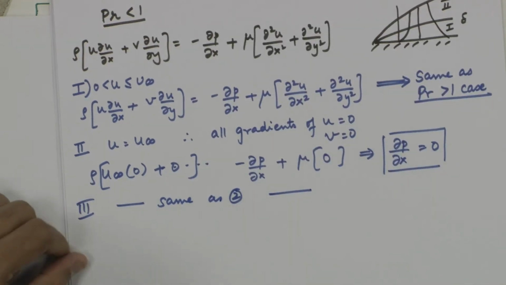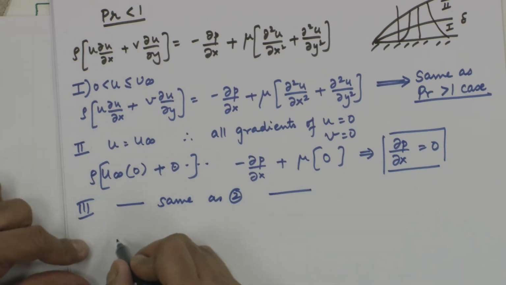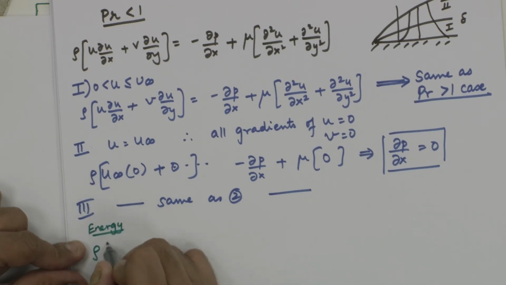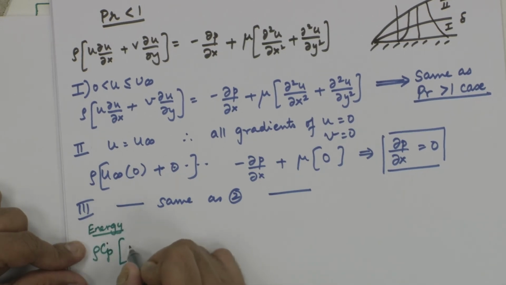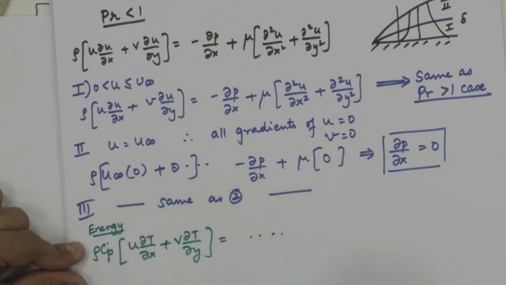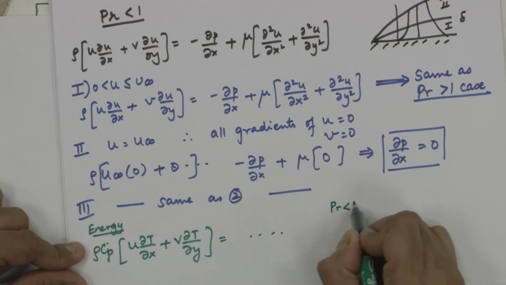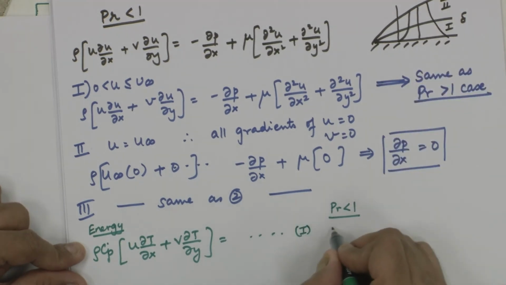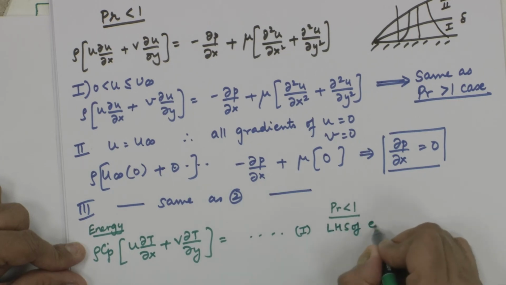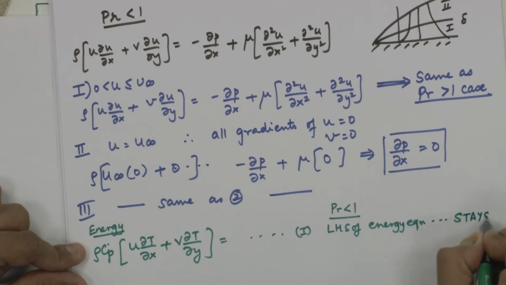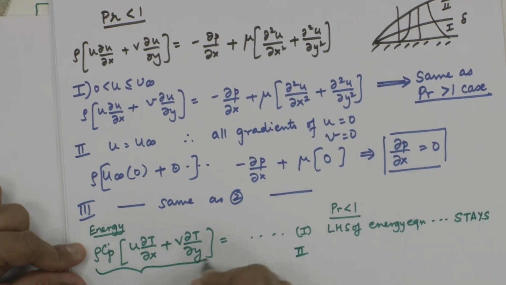Well, when I have the energy equation, we have not derived the energy equation. I will just write the terms on the left hand side for the energy equation. The energy equation is going to look like, in simplified form, u dT by dx plus v dT by dy equal to several things. For Prandtl number less than 1, in region 1, the left hand side of the energy equation stays as it is. That means this part will remain as it is.